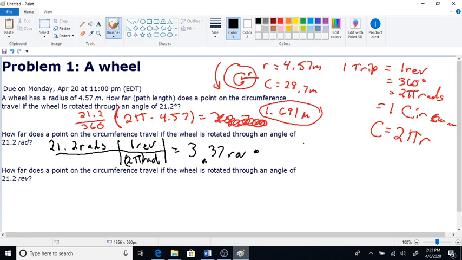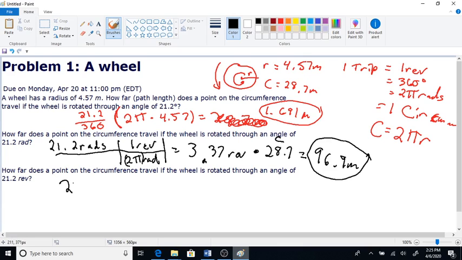Well, what's one revolution? Well, one circumference. Well, what's my circumference? It's 28.7. So all I have to do is multiply by 28.7, my circumference, and that will get us our total linear distance that we traveled. And in my case, it is 96.9 meters. That's it. Now 21.2 revolutions.